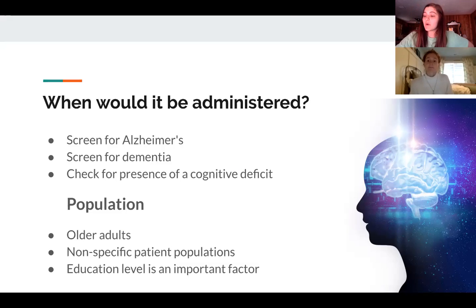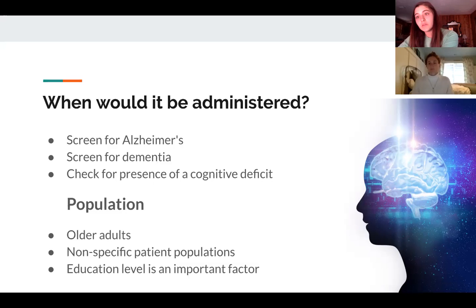Some other things to note is that OTs are not the only ones that can administer this exam. Some people that can do it are program coordinators, nurses, nurse practitioners, physicians, OTs, PTs, and more. As long as they have had the proper training in this, they can administer it. Typically the patient population that they're administering these tests to are to screen for Alzheimer's, for dementia, and or to check the presence of a cognitive deficit.